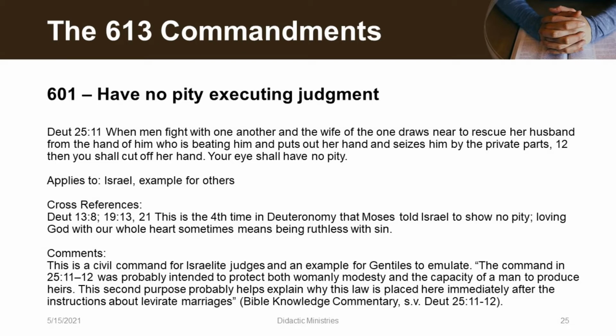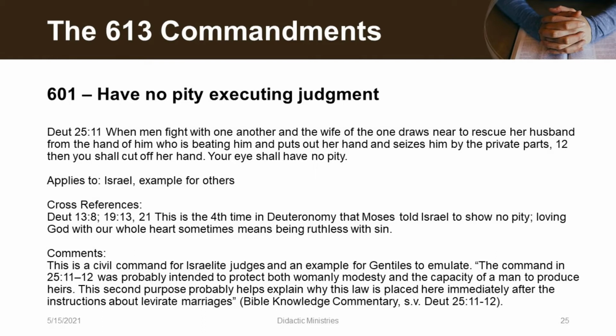Deuteronomy chapter 25 verse 11 says, "When men fight with one another, and the wife of the one draws near to rescue her husband from the hand of him who is beating him, and puts out her hand and seizes him by the private parts, then you shall cut off her hand. Your eye shall have no pity." This is a civil command for Israelite judges and an example for Gentiles to emulate.